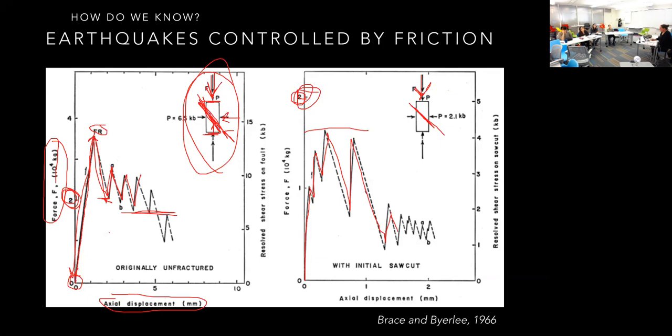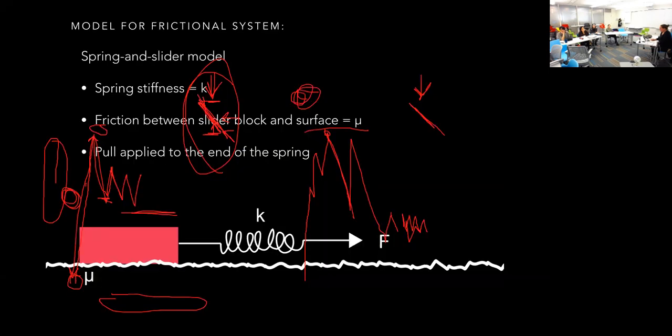And the funny thing is that not all of these sticks and slips are the same, right? Some of them you have a really big slip where you do a lot of axial displacement and a lot of drop in force. And some of them are quite small. And the big ones are farther apart and the small ones are closer together. So this kind of stick slip pattern is actually a pretty good analogy for earthquakes.